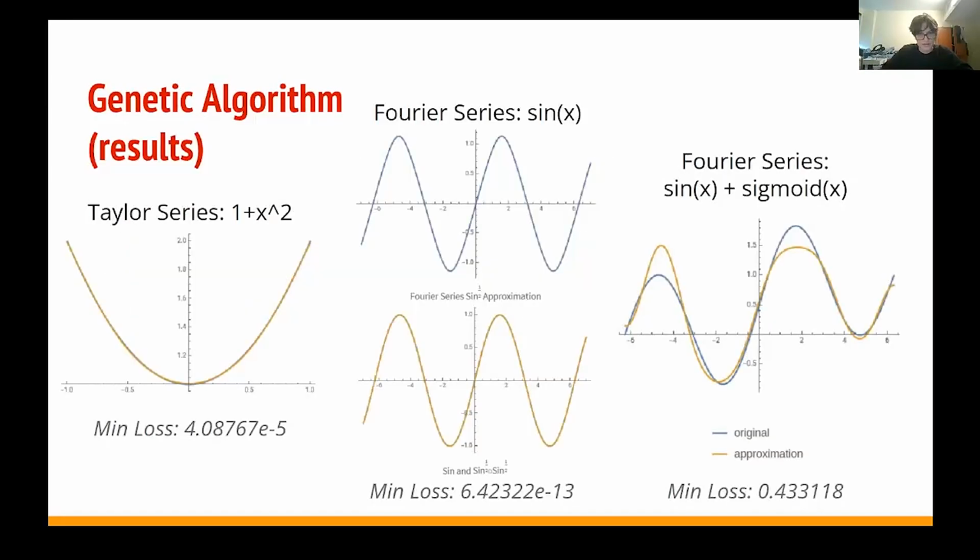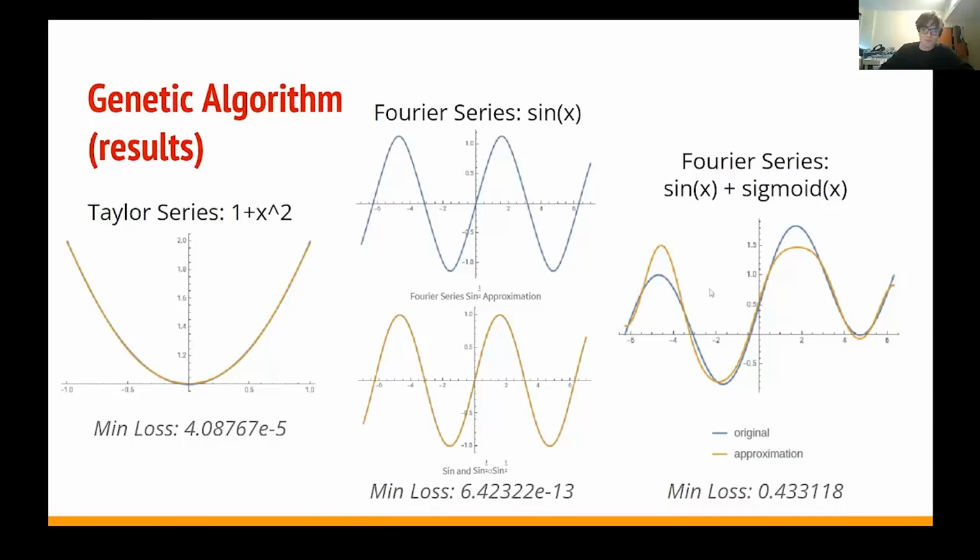And so the results for this are actually pretty good for functions that can be approximated like that. So for example, to approximate the half iter of 1 plus x squared, we got a very good loss, in the order of 10 to the negative 5. And also for something like sine x, if you want to approximate the half iter of sine x, you can approximate it with a Fourier series, and you also get a really good loss.